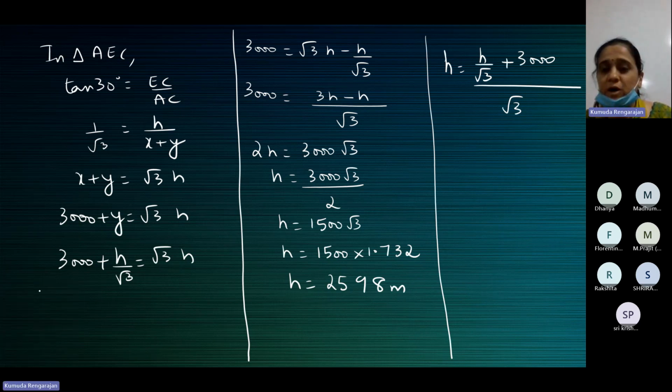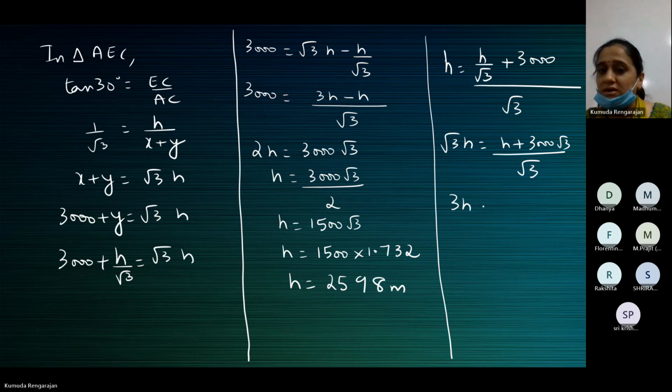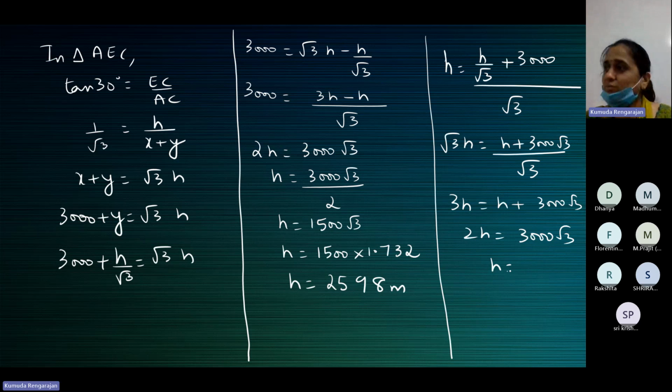So what will you get? Root 3h, correct? Is equal to root 3h plus 3000 root 3, correct? So cross multiply, you get 3h is equal to h plus 3000 root 3. Then 2h is equal to 3000 root 3. So h is equal to 3000 root 3 divided by 2, that's 1500 root 3.